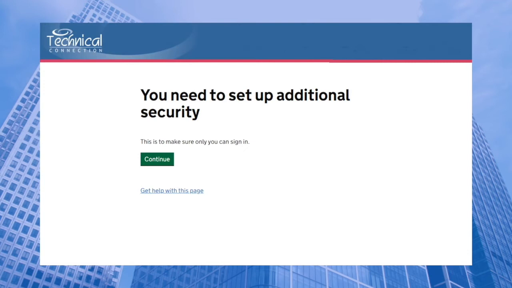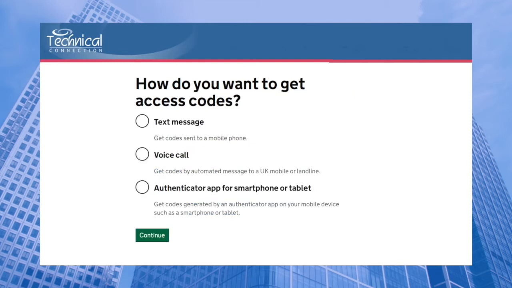And I now need to set up additional security. So again, click Continue. I am then asked to decide how I want to get access codes. In my case, I prefer text message. So in this case, I will click on the top box and press Continue.